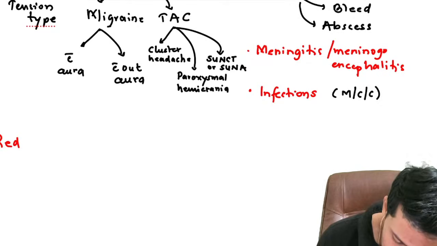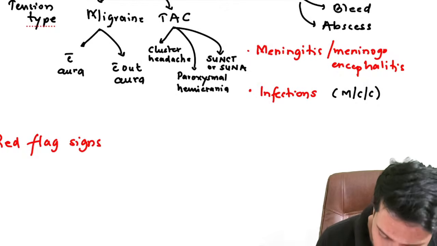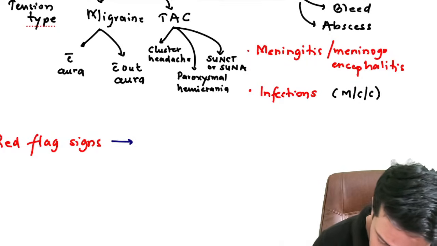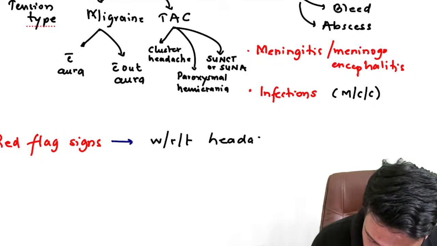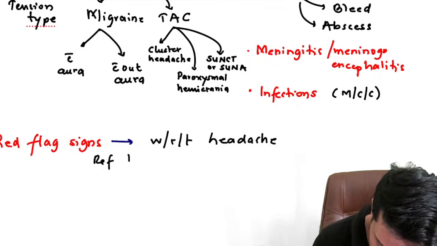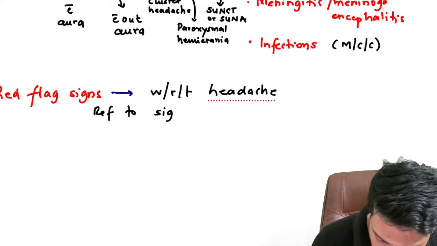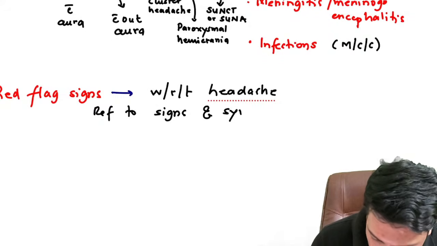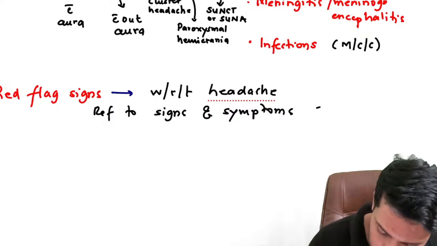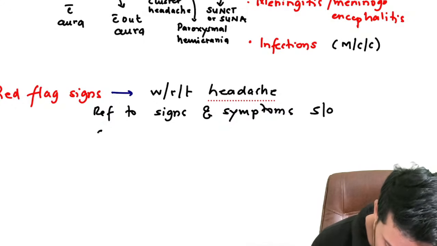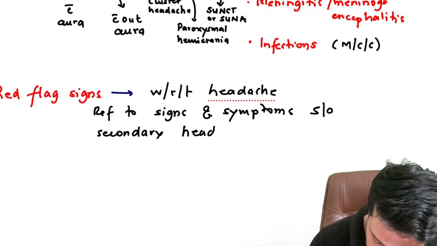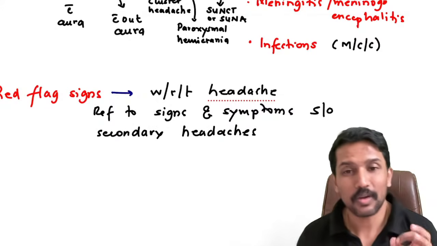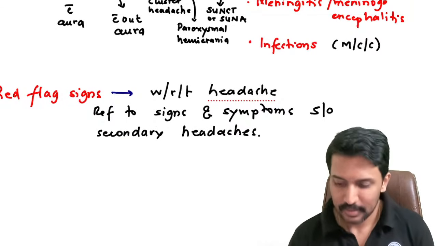So what is the note I want you to write about red flag signs? Red flag signs are the signs with respect to headache. For every other disease, you may have red flag signs. So with respect to headache, red flag signs refer to signs and symptoms suggestive of secondary headaches. If you want, you can write, with more negative clinical outcomes, secondary headaches.